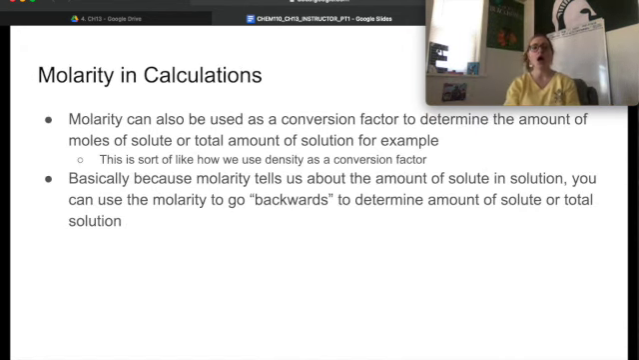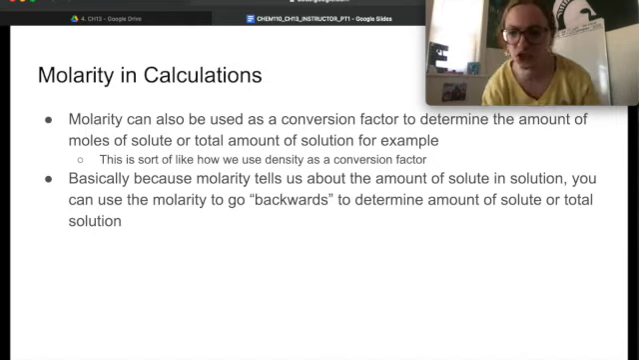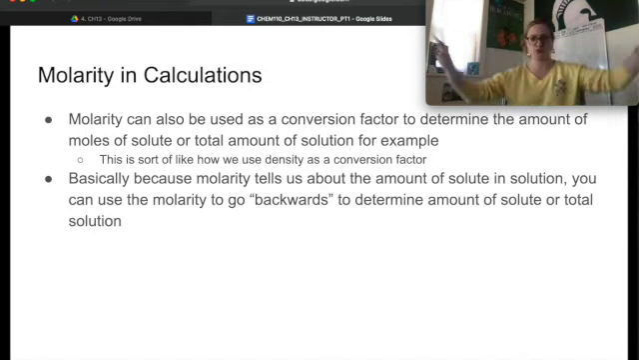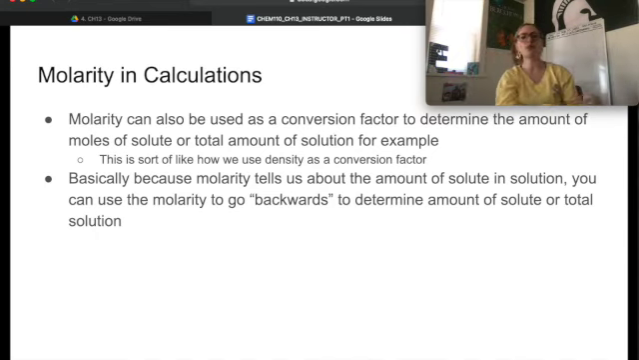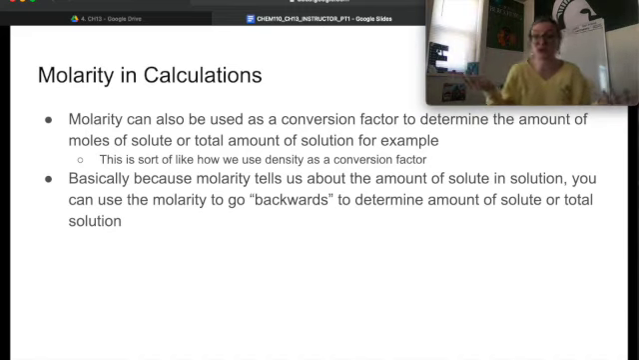I also want to let you know that molarity isn't just this concentration that we arbitrarily use to measure strength, right? We actually can use molarity as a conversion factor to determine the amount of moles of solute or the total amount of solution, for example. So this is sort of like how we used density as a conversion factor before. We were talking about grams per volume. Here we're talking about moles for an amount of solution. It's kind of the same thing.